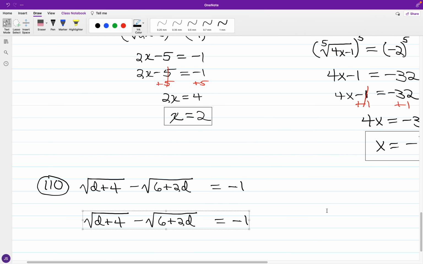And again, I can isolate either of the radical terms. I say probably just for a clean display, I can get the square root of d plus 4 by itself.